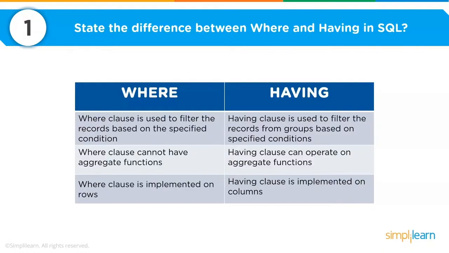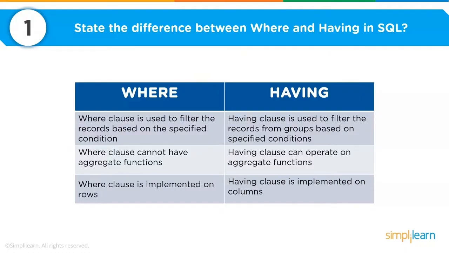Now WHERE clauses cannot have aggregate functions, so you cannot use the sum, count, average, min and max functions in the WHERE clause. While in the HAVING clause, you can operate on aggregate functions, and those aggregate functions are used to filter values from a group.